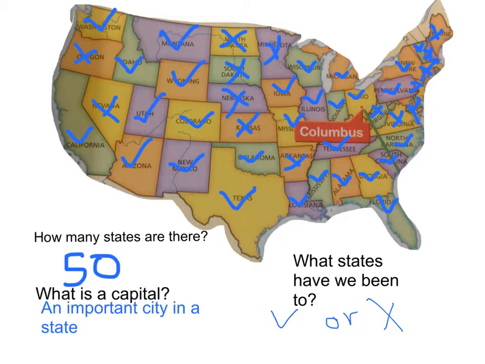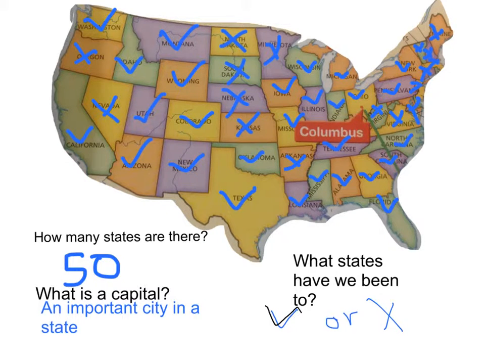Then, what is a capital? They also had to answer that in their own words, and then we all talked about the different ways we answer that. Finally, for the last one, where it says, what states have we been to? They either put a check mark if they had been there, or an X if they had not been there. And then some kids also put a circle for a state if it was a state that they have not been to but would like to go to.